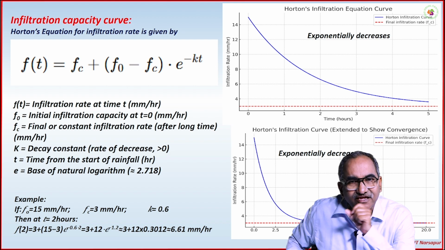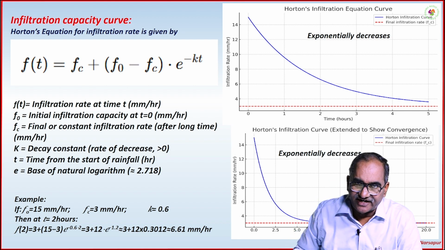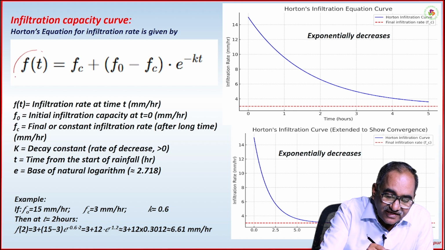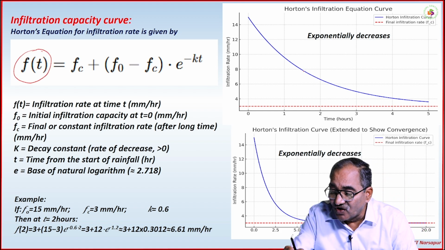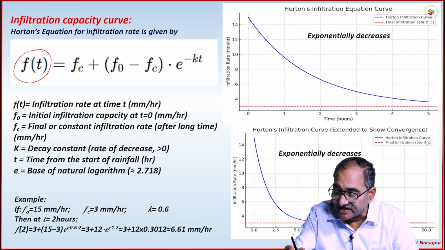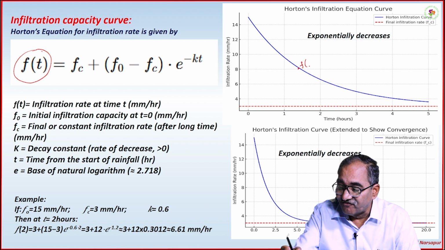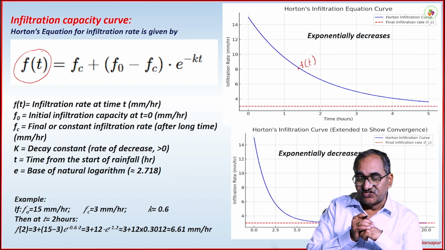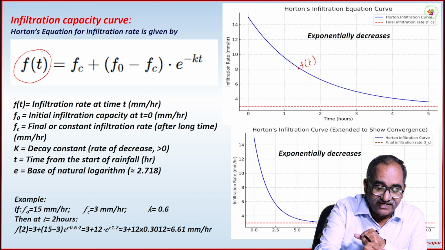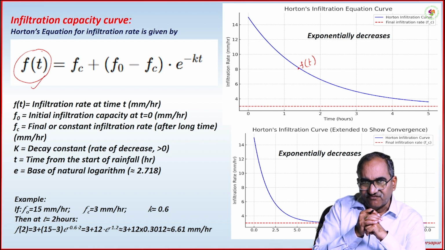Horton has given an equation for determining the infiltration rate. So Ft is the infiltration rate at any time t. Suppose you want to know the infiltration rate at any time t; at this time, this is f of t. At any time t, the infiltration rate is what we call Ft. So he has given an empirical equation for that.